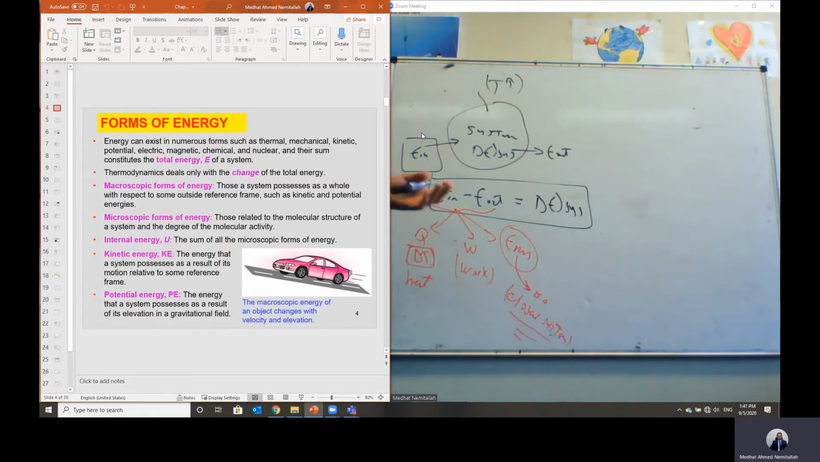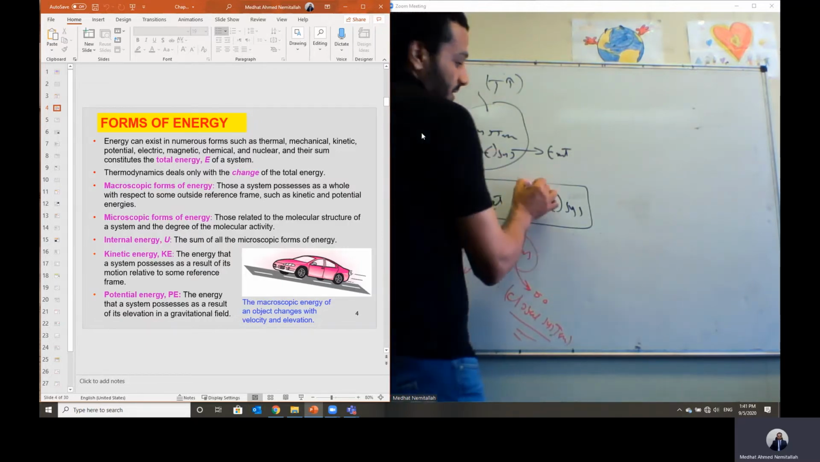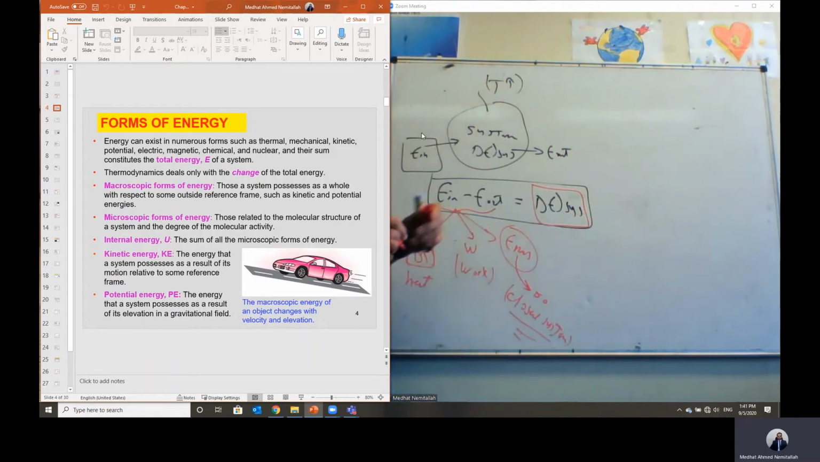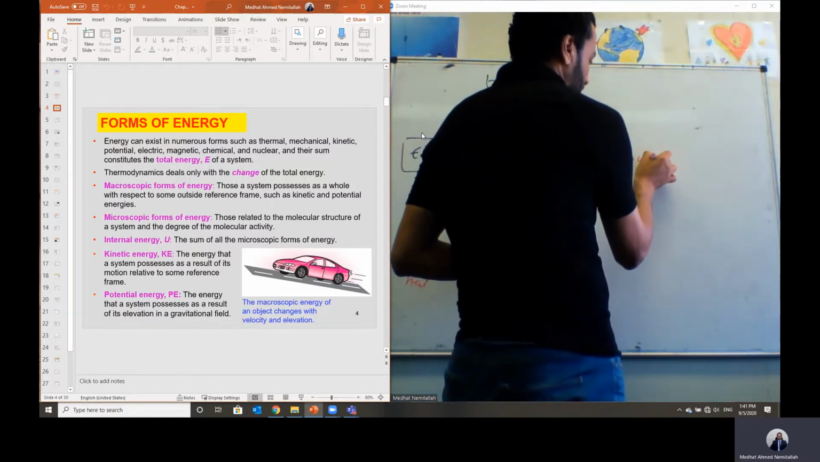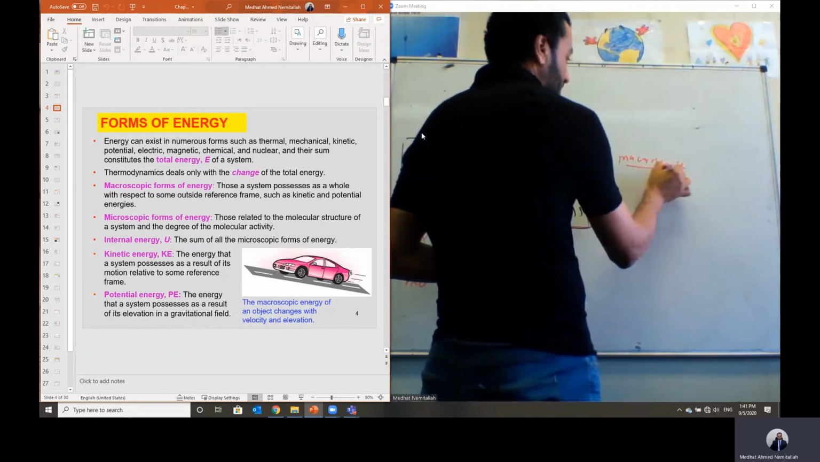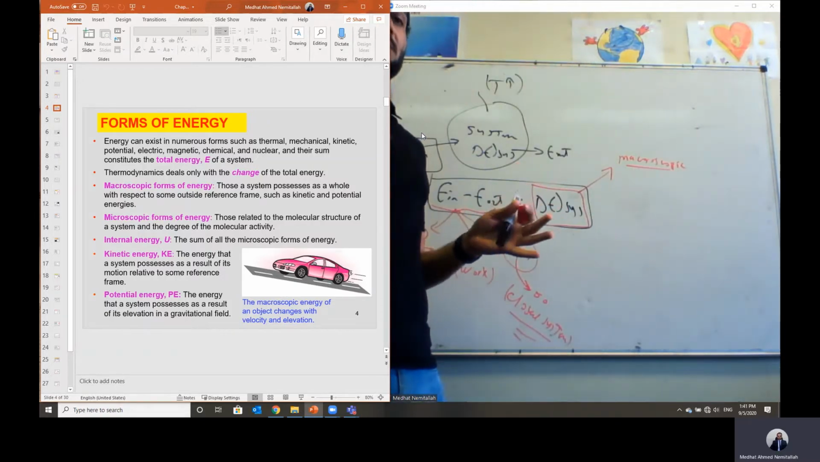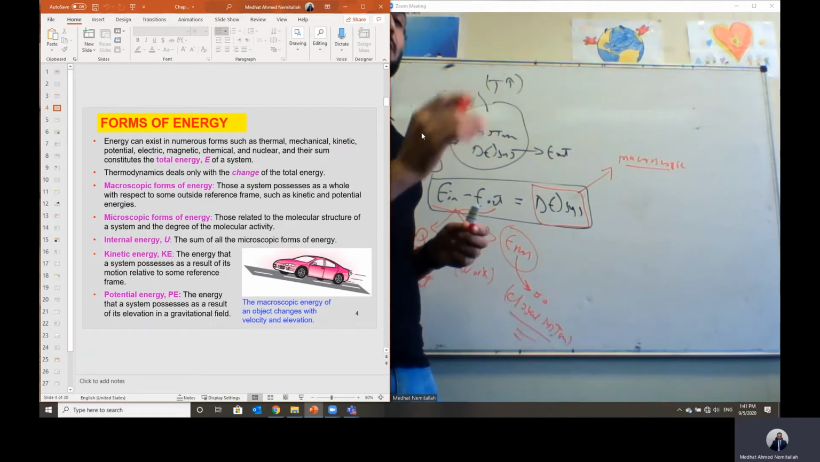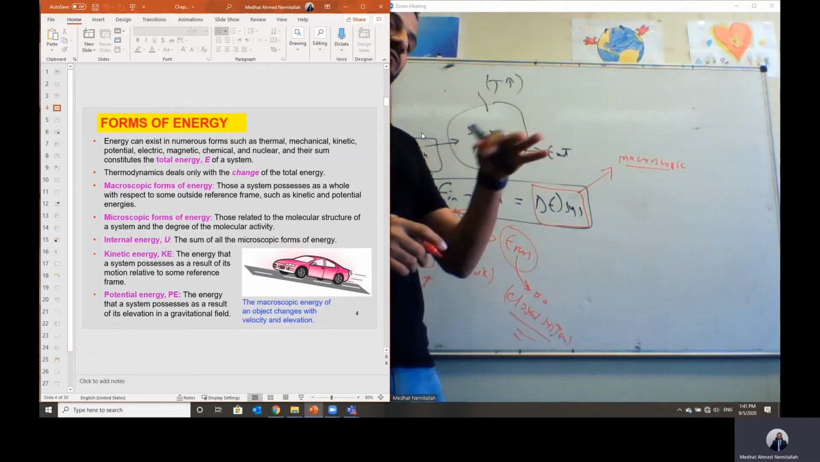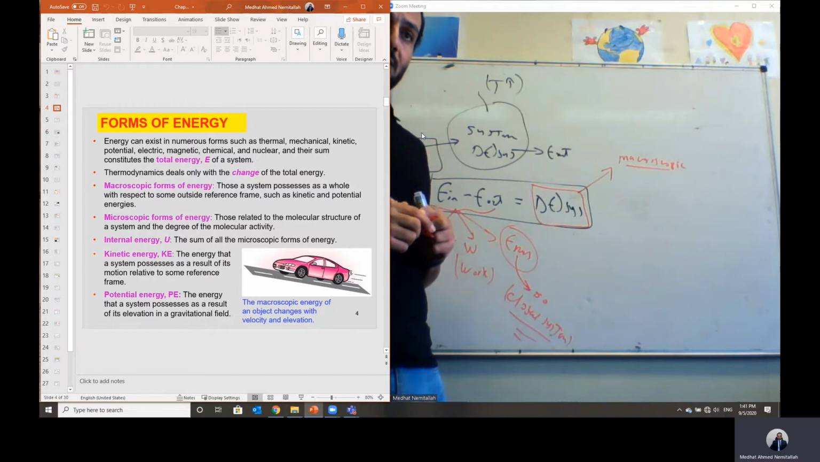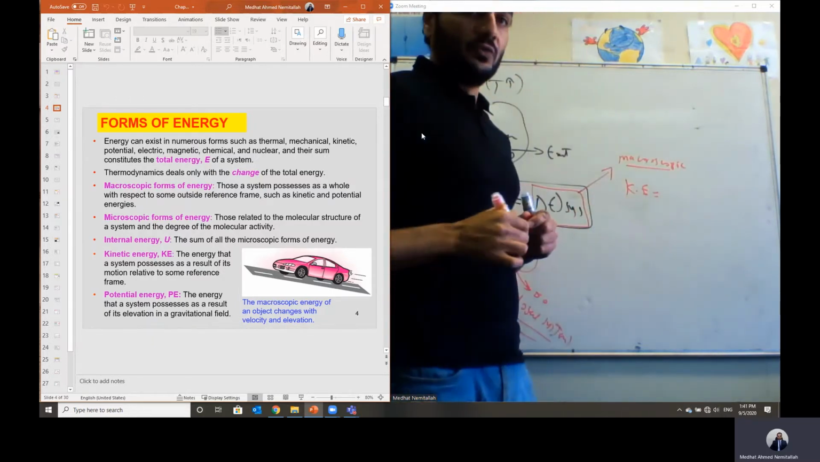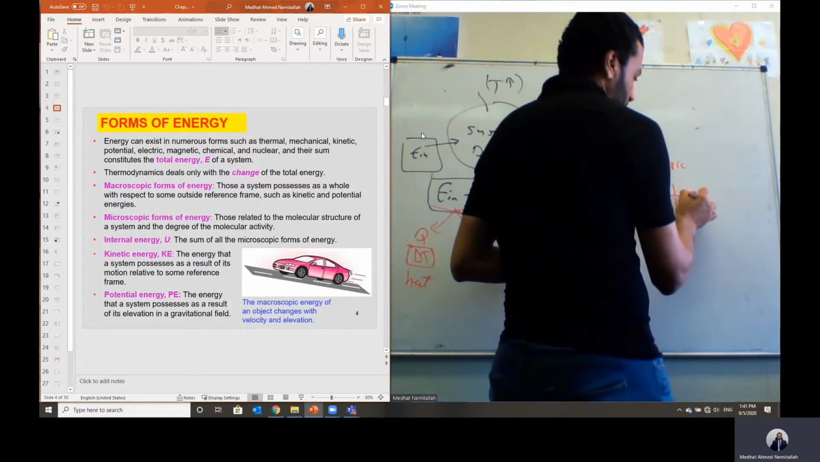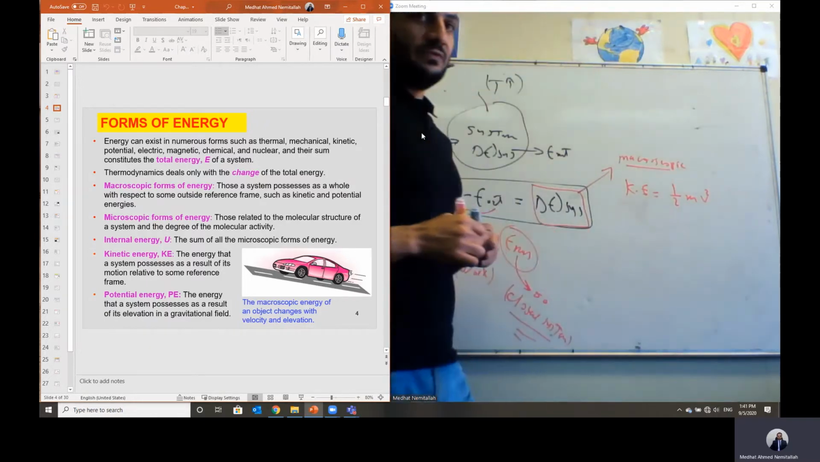So what are the forms of energy, the change of energy of the system? What are the forms of energy that the system can possess? This is classified as either macroscopic, which is a form of energy that the system can possess as a whole, like the moving car. A moving car has kinetic energy, one form of macroscopic energy. Kinetic energy is equal to half m multiplied by the velocity v squared.